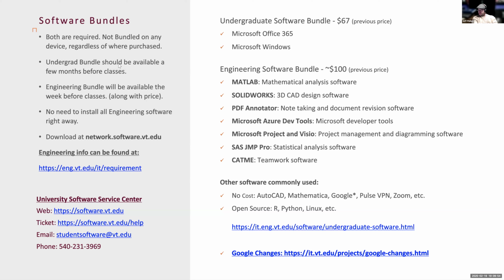The engineering software bundle is just some of the products you'll use in various classes. The list here: MATLAB, SolidWorks, various other things. There is a huge list of other software that you may use in your classes, some of it paid for, some of it not paid for. And you'll find all of those.